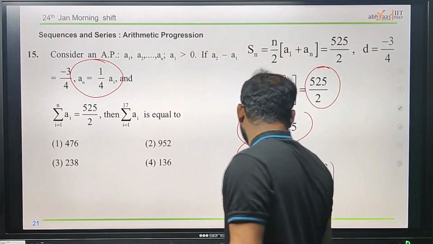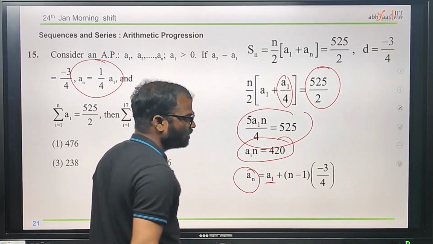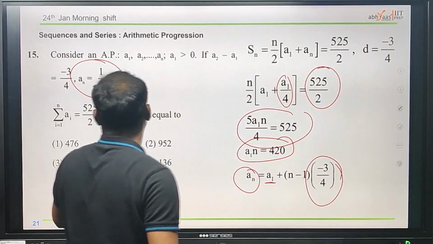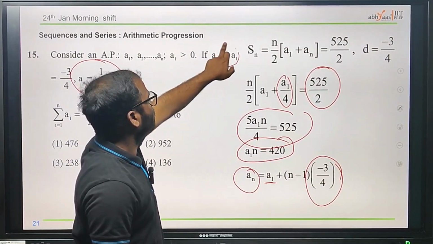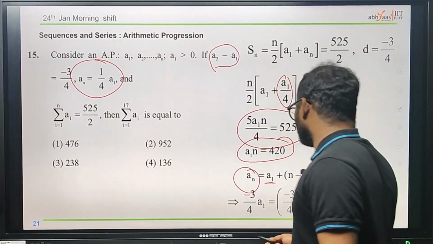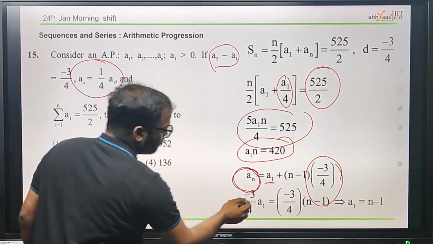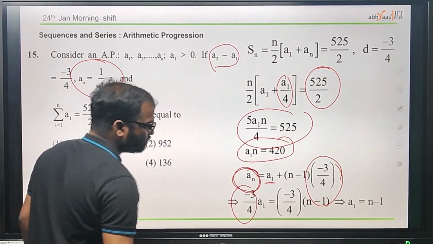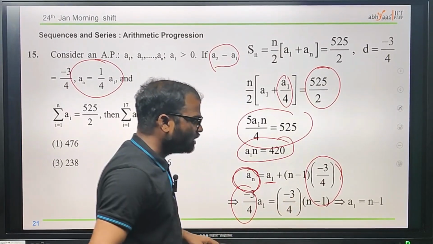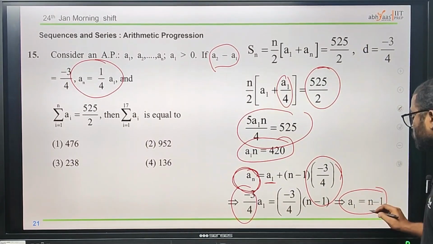That's how we got the Nth term, which is AN is equal to first term A1 plus n minus 1 times the common difference, which is minus 3 by 4, the A2 minus A1. Check the pattern of this one. We already know AN is equal to this one, minus 3 by 4. Looking at the pattern, minus 3 by 4 into n minus 1 gives A1 is equal to n minus 1. Therefore we got A1 is equal to n minus 1.